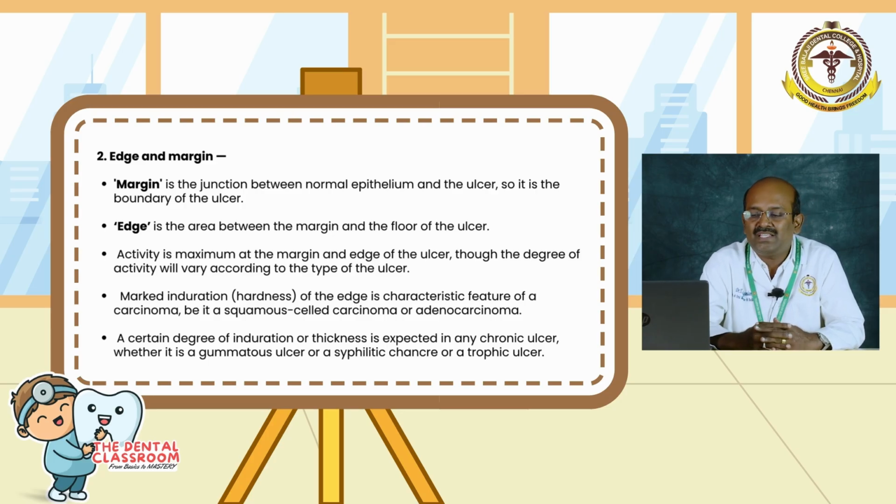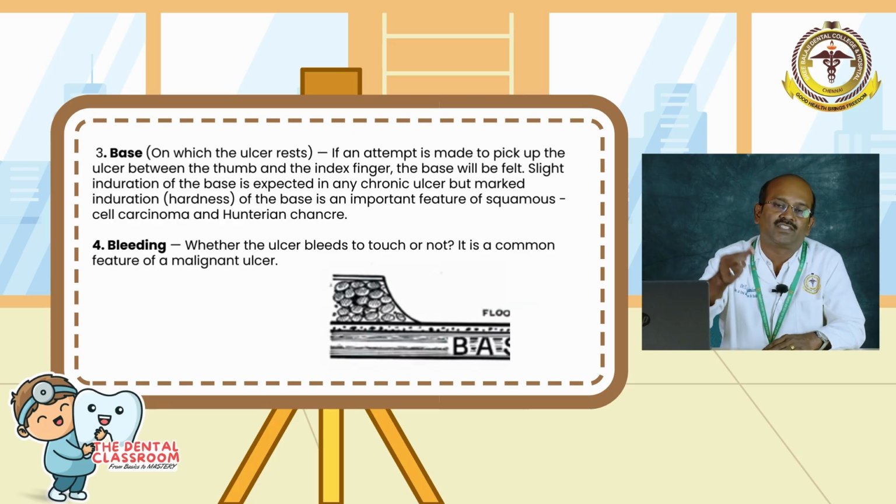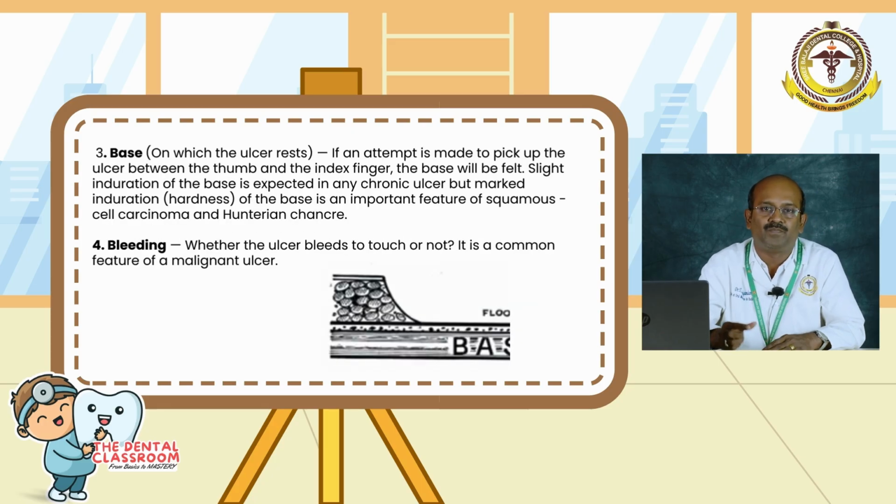Next, we'll move on to the base of an ulcer. How do you see the base of an ulcer? You have to pick the ulcer with your index finger and thumb. If you are able to pick the ulcer, you will know where the floor, the base, lies. With this, we can see induration and hardness, and whether it is fixed to the deeper structure. Next, we go to the bleeding. Once you touch the ulcer, it may bleed. More likely, a malignant ulceration will bleed.